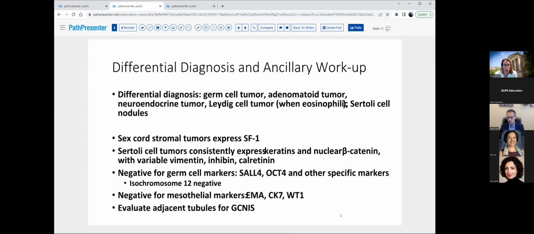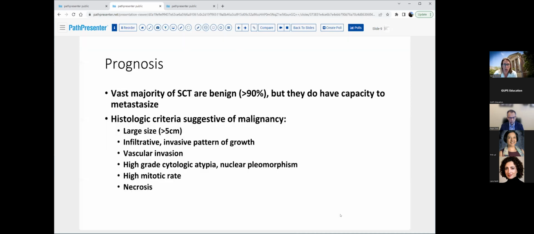But to get into the right category of sex cord stromal tumors, most of them will express SF1, steroidogenic factor 1, and Sertoli cell tumors in particular consistently express keratins and nuclear beta-catenin, and they have variable amounts of expression of vimentin, inhibin, and calretinin. So if we're trying to exclude a germ cell tumor, Sertoli cell tumors will be negative for SALL4, OCT4, and the other specific markers. Also, if you have a real problem, isochromosome 12 would be negative in Sertoli cell tumors. They're also negative for mesothelial markers, EMA, CK7, WT1 that you would expect, say, in an adenomatoid tumor. And then just a reminder to always evaluate the adjacent tubules for germ cell neoplasia in situ.